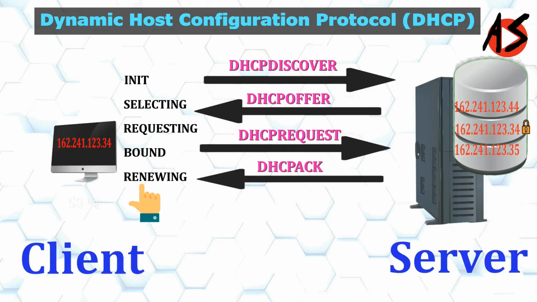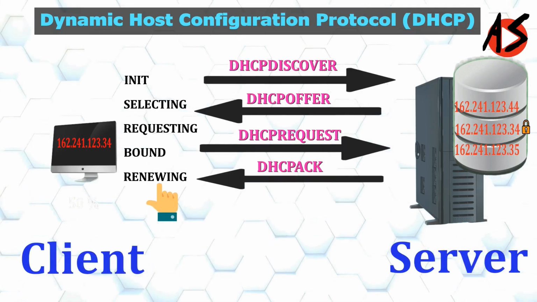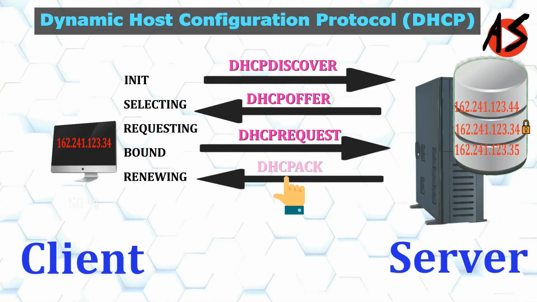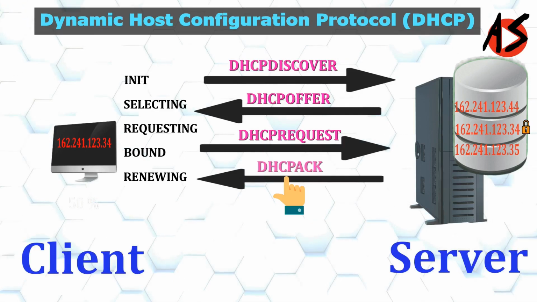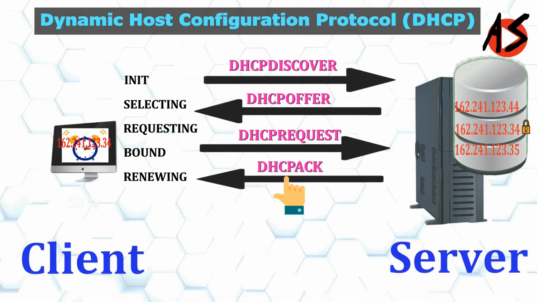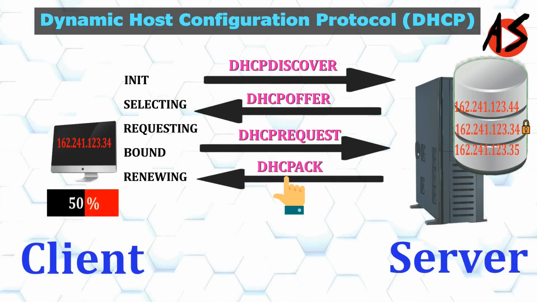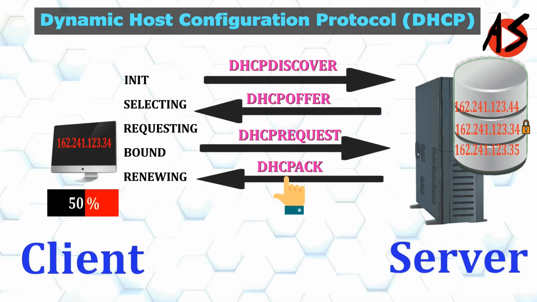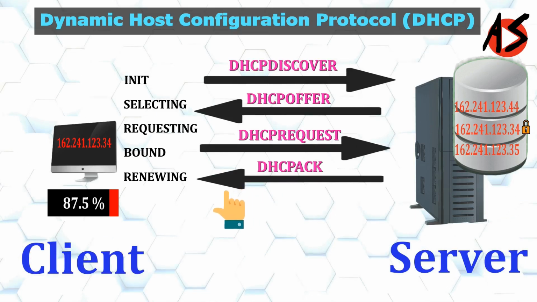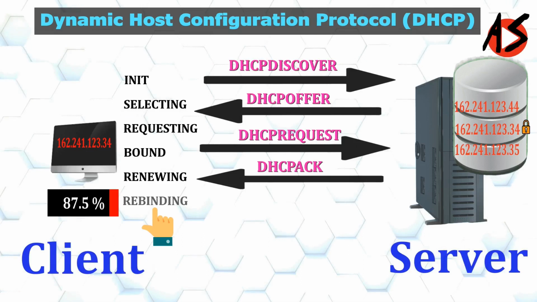The client remains in the renewing state until one of two events happens. It can receive a DHCP ACK, which renews the lease agreement. In this case, the client resets its timer and goes back to the bound state. Or if DHCP ACK is not received and 87.5% of the lease time expires, the client goes to the rebinding state.